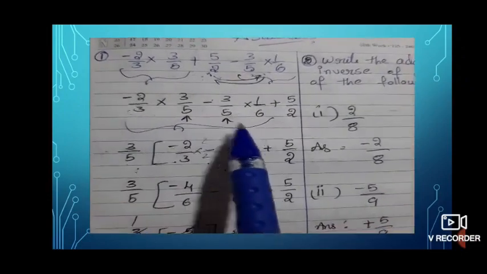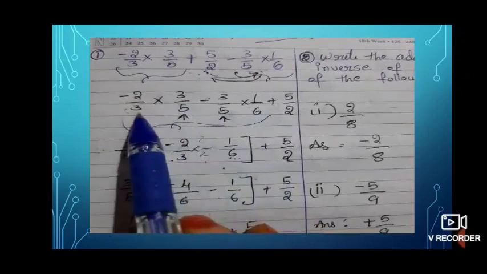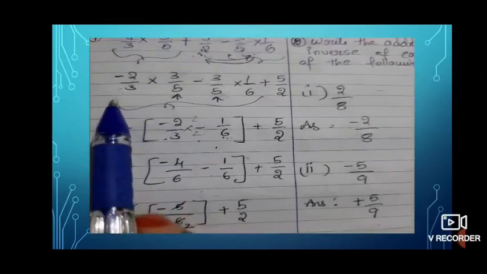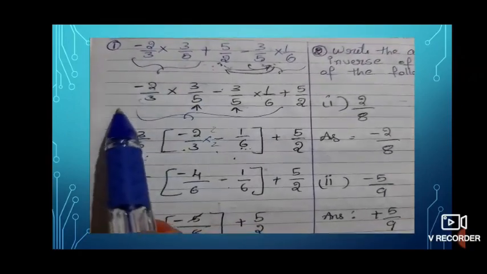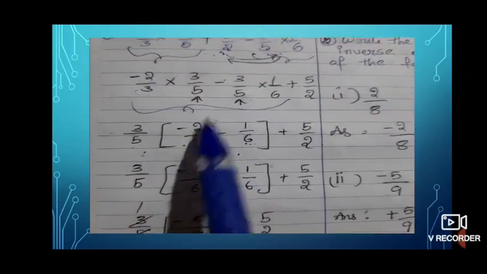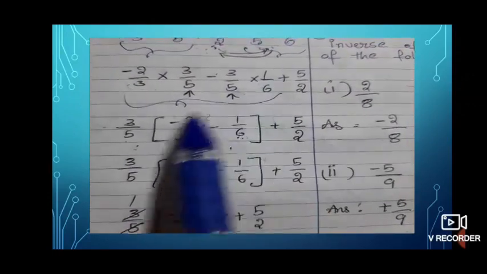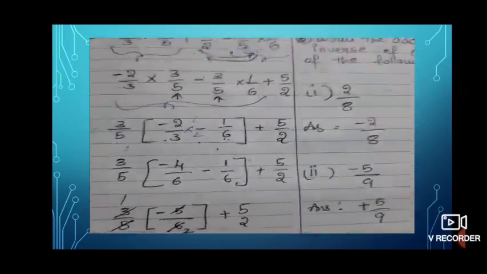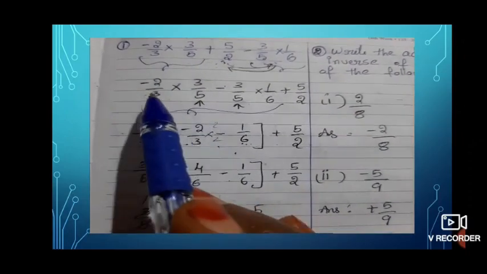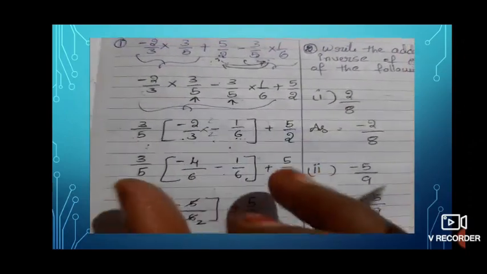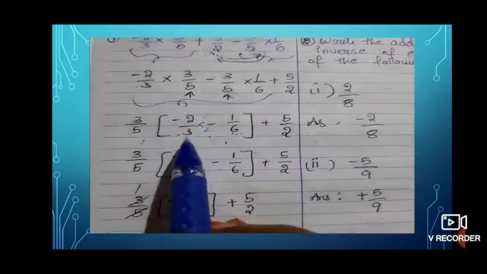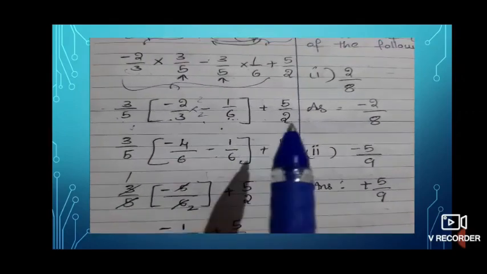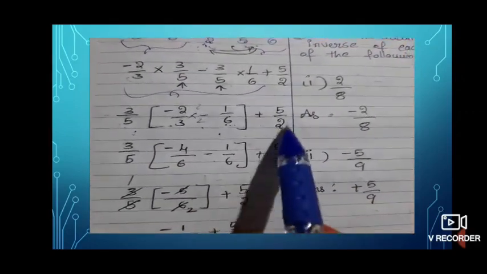Now 3 by 5 is common in both the terms in the middle, so I take out the 3 by 5 and write the remaining. If 3 by 5 goes out, the remaining is minus 2 by 3, and from the second term, the remaining is 1 by 6, plus 5 by 2. Children, this is the distributive property. Then the 5 by 2 stays the same.